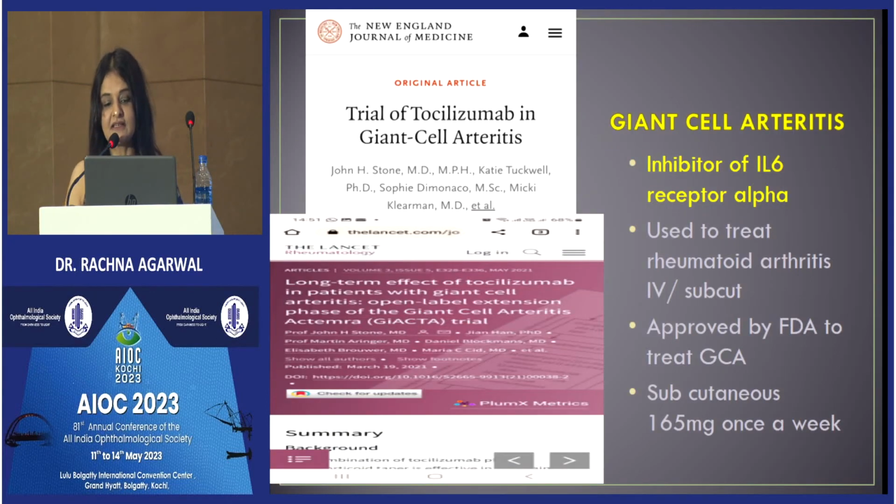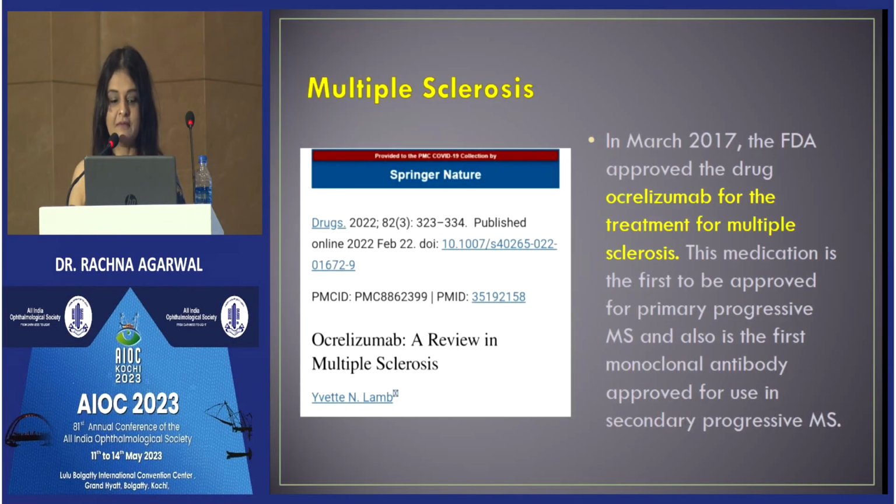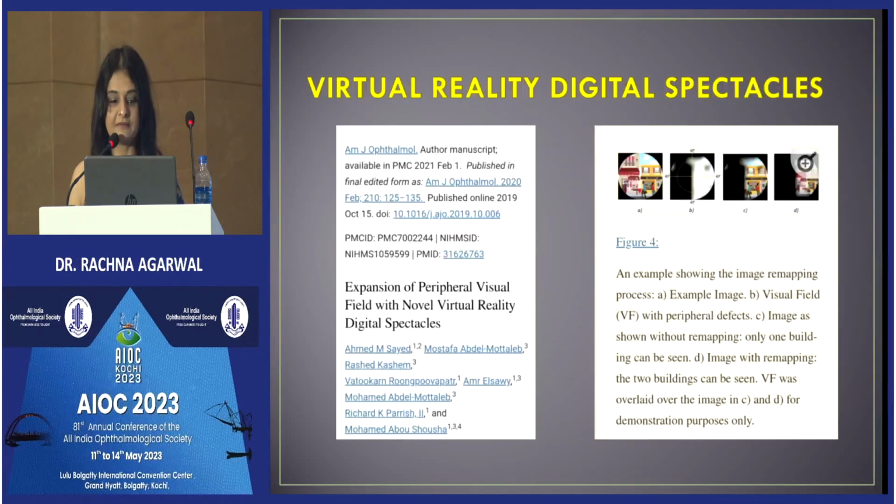Now, in giant cell arteritis, tocilizumab is the newest thing, and it is an inhibitor of the IL-6 receptor alpha. It was approved by the FDA to treat GCA and is freely available in India. Multiple sclerosis: now we have ocrelizumab for the treatment of multiple sclerosis. This is the newest drug that has come up.